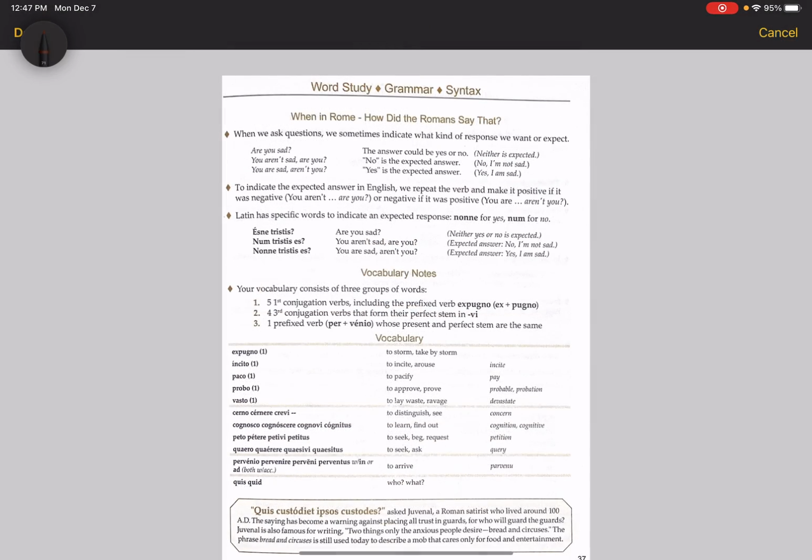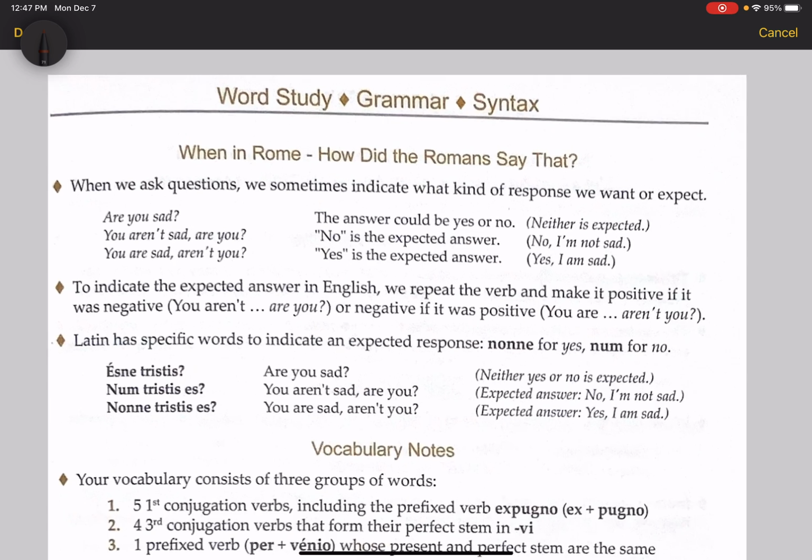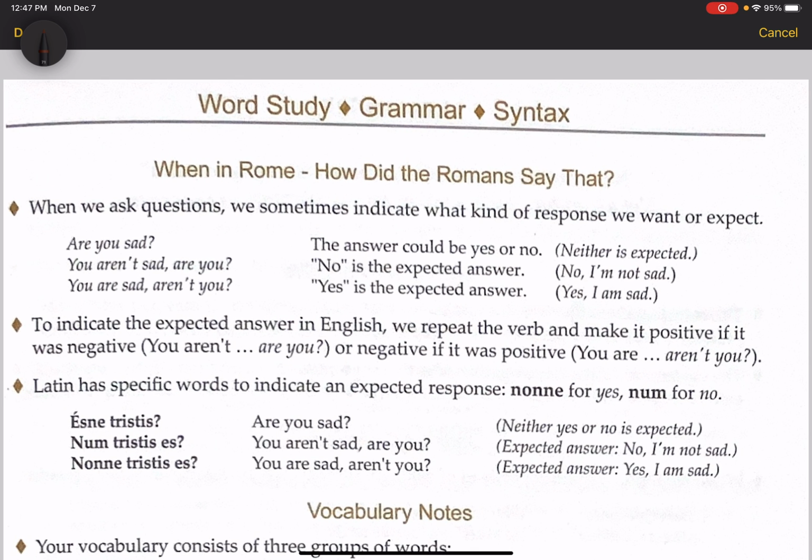All right. When we ask questions, we sometimes indicate what kind of response we want or expect. So we may say, "Are you sad?" expecting that the answer could be yes or no. "You aren't sad, are you?" That expects a no answer. And "You're sad, aren't you?" expects a yes answer. To indicate the expected answer in English, we repeat the verb and make it positive if it was negative, or negative if it was positive.